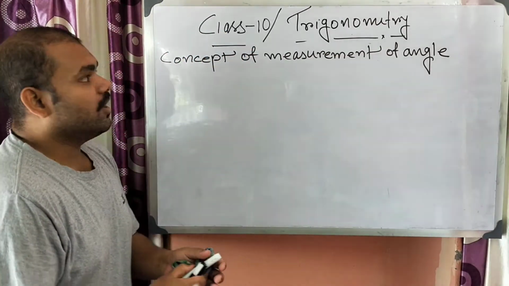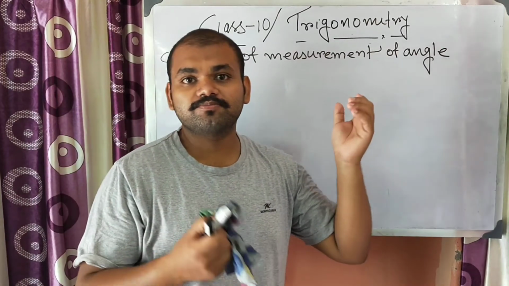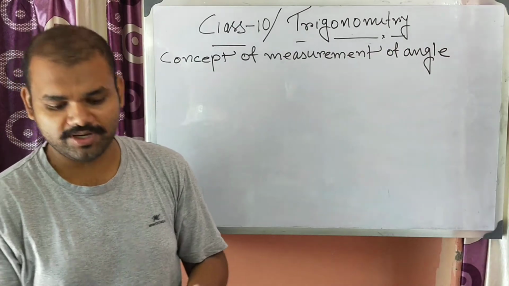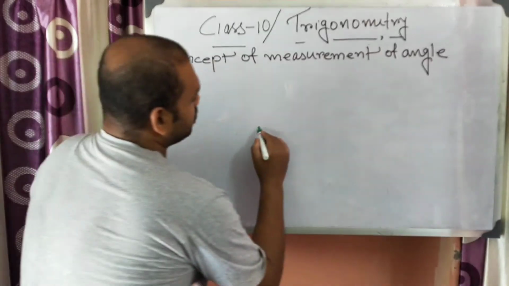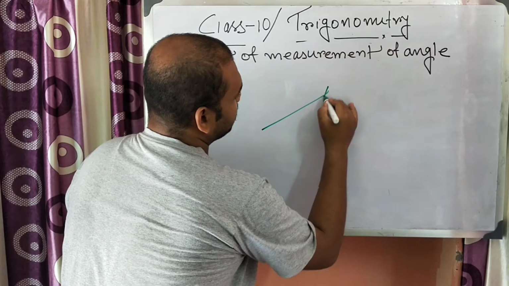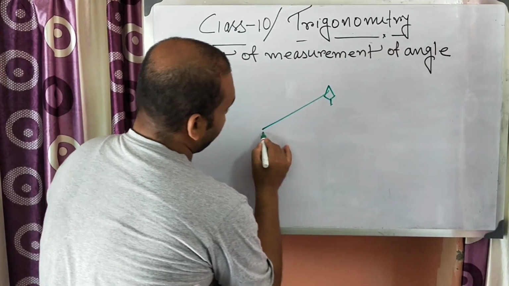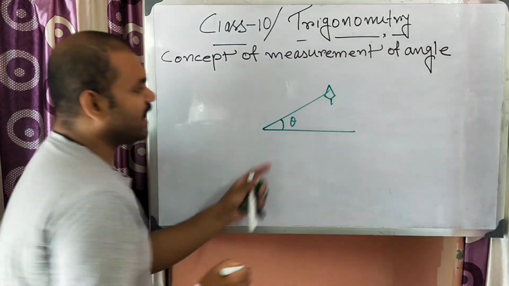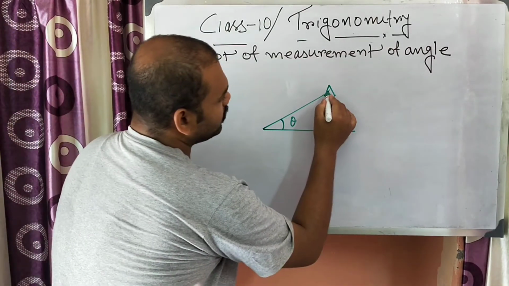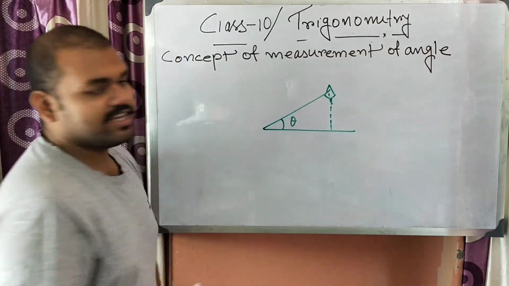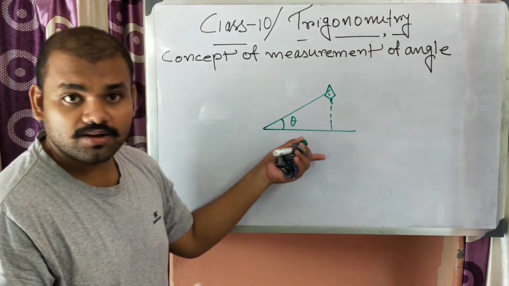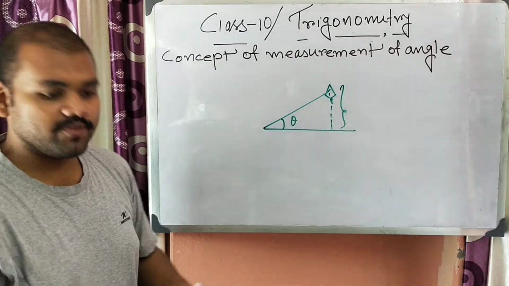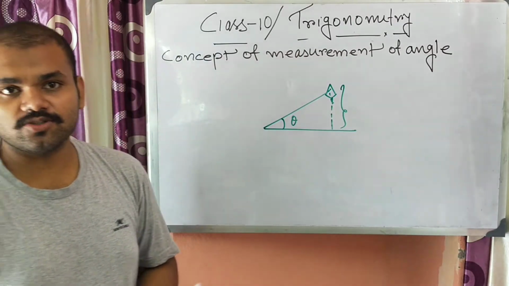So what are the basic properties of trigonometry, or what is the basic use of trigonometry? Suppose someone is flying a kite over here, and you are on the ground, and this is the ground and this is an angle. Suppose the angle is theta. Now if you need to measure the height of the kite from the ground, then you need to take the help of trigonometry. So these are the applications of trigonometry.